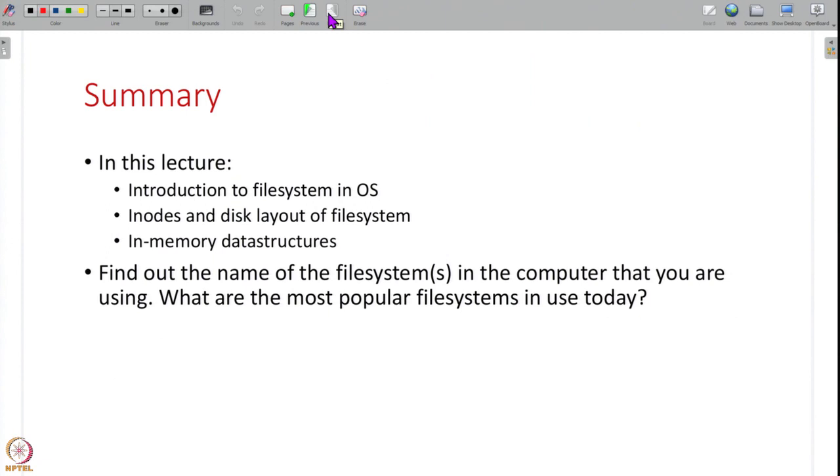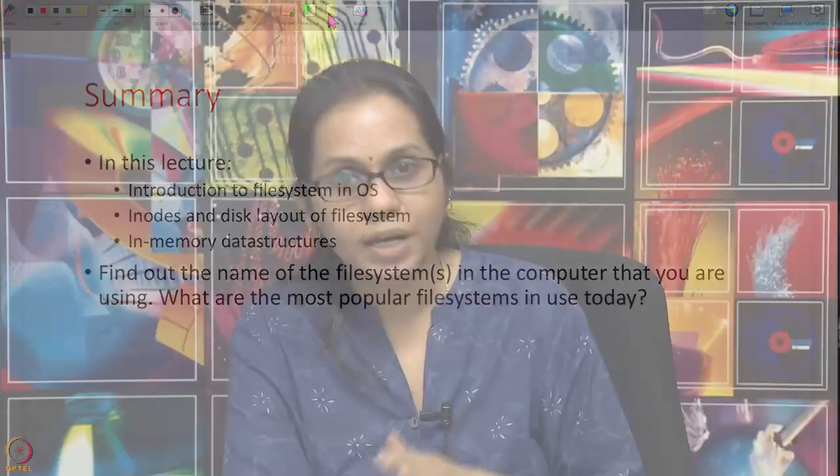So that is all for this lecture. In this lecture, we have introduced the concept of what happens in the file system of an operating system. We have introduced the data structures like open file tables, inodes, and so on. In the next lecture, we are going to continue our discussion on how the file system calls are implemented using these data structures.